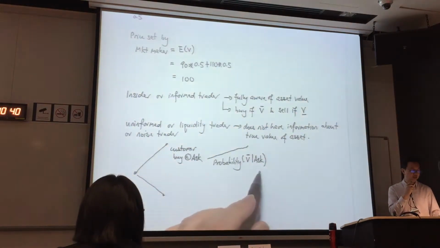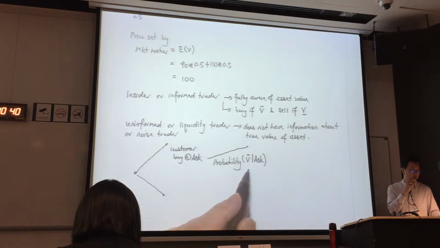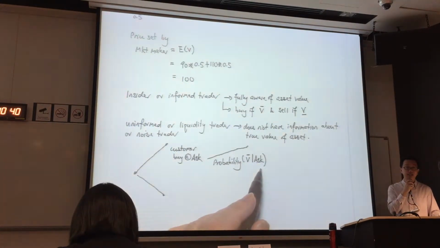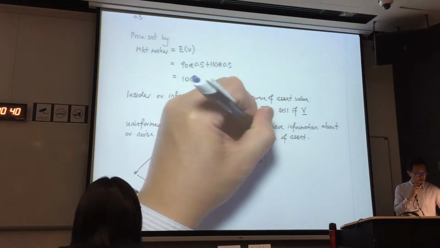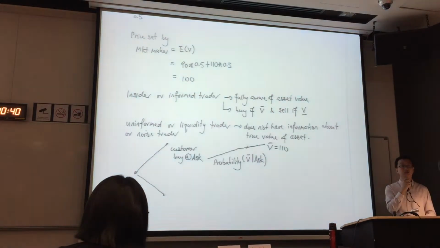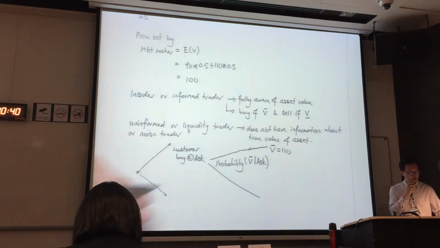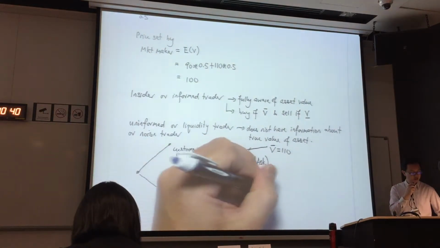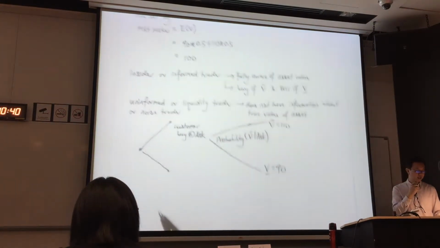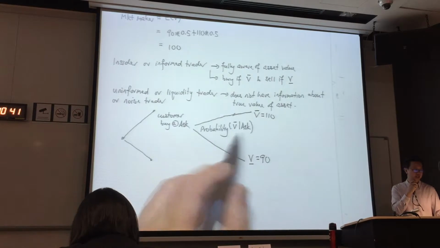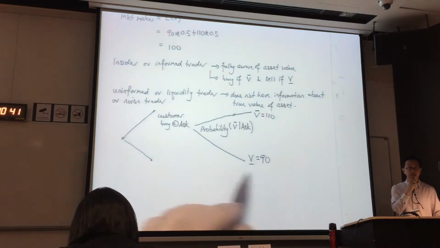So what we are trying to find out is the probability that the value is high when the customer is buying. The high value is 110. Then we have the other one, the value is 90. So what is the probability that the value is high when the customer is buying? It will also give you the probability of the other value.